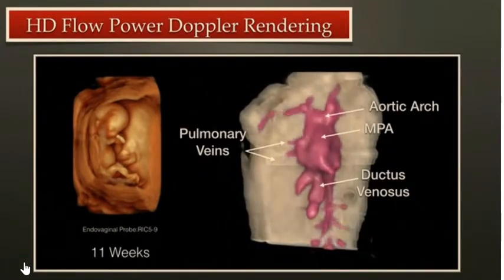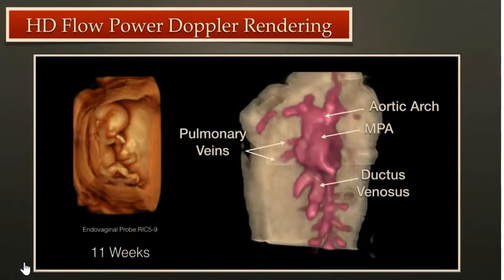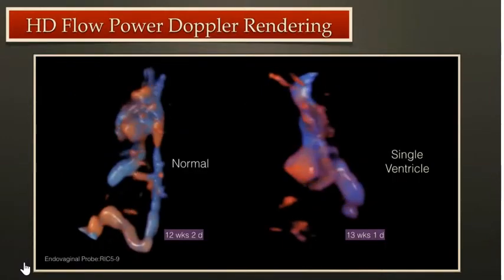Another rendered image demonstrates the main pulmonary artery and ductus arteriosus beneath the aortic arch, the ductus venosus, and the pulmonary veins. This illustrates a normal heart on the left and a fetus with a single ventricle on the right.